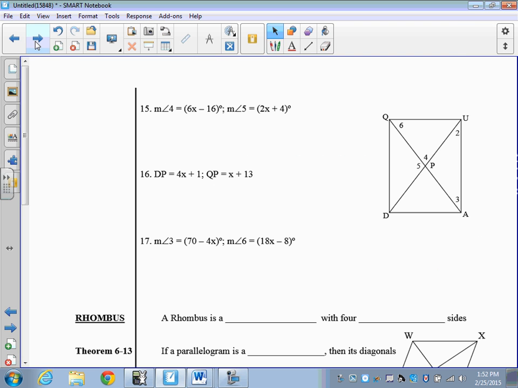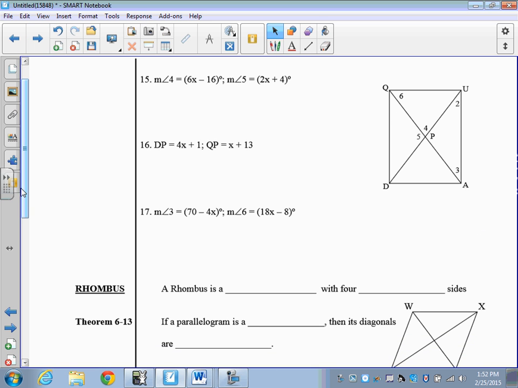Let's move on to page 2. We're still working on solving for x. So we're told the measure of angle 4 is 6x minus 16, and the measure of angle 5 is 2x plus 4. So what's the relationship between angles 4 and 5? Well, they're a linear pair. They form a straight line. That means they're supplementary. They add up to 180 degrees.